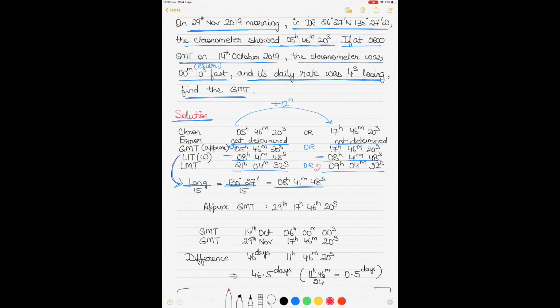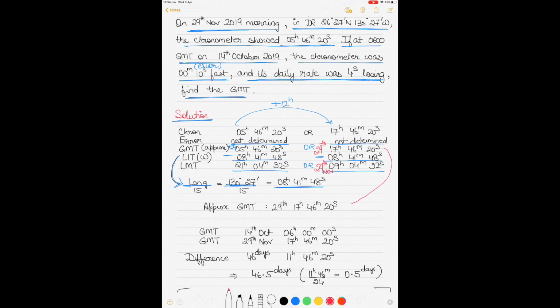So what I'll do is write 29th here. So this is 29th of November. So therefore the time at GMT, because I've gone back 8 hours from 1700 hours, although GMT is ahead of me, the date is still the same. So at GMT it's 17 hours 46 minutes. It's still 29th November, and on my ship it's 9 hours 4 minutes 32 seconds, but it's 29th of November, and that's the local time.